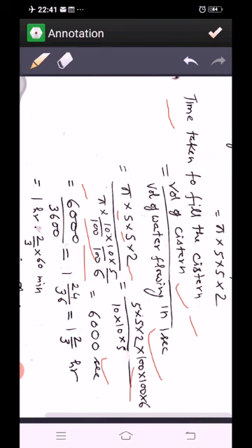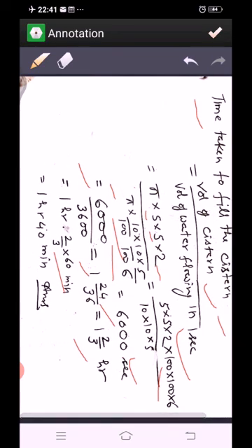Seconds we change into hours. 1 hour equals 3600 seconds, so divided by 3600. So we get 1 whole 24 upon 36, that is 1 whole 2 by 3 hour. So 1 whole 2 by 3 hour we change into minutes. Multiplied by 60, we get 1 hour 40 minutes.